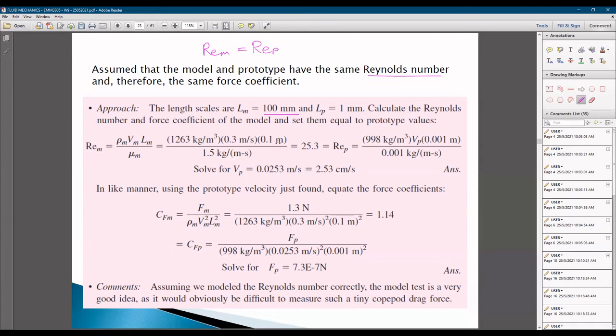Okay, and from there you can calculate, and it shows that the Reynolds number for the model is 25.3. This is your Reynolds number. And remember that the Reynolds numbers must be equal, right? They must be the same. So now you calculate your Reynolds number for the actual creature itself, where the creature is in water, and you know that the density and the viscosity of the water are given here, right?